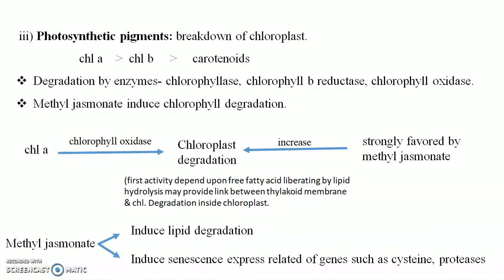Methyl jasmonate also induces chlorophyll degradation. So, chlorophyll A, in the presence of chlorophyll oxidase, undergoes chloroplast degradation. Methyl jasmonate strongly favors the increase in chloroplast degradation. It induces lipid degradation, and also induces senescence-related genes such as cysteine protease genes.